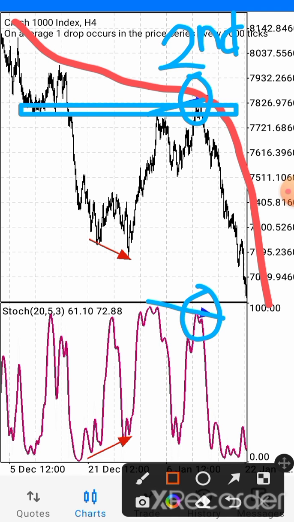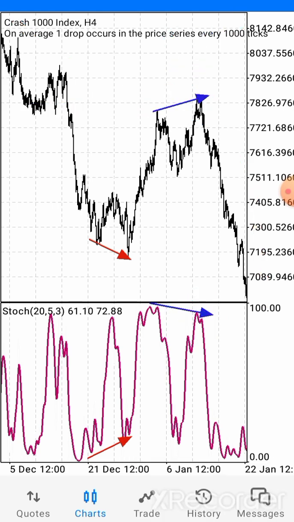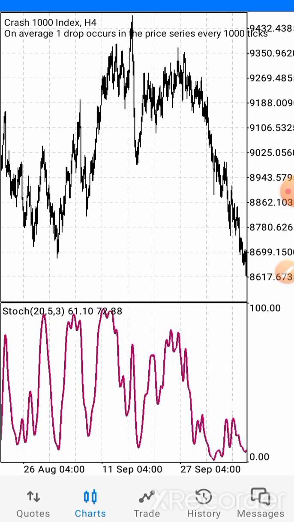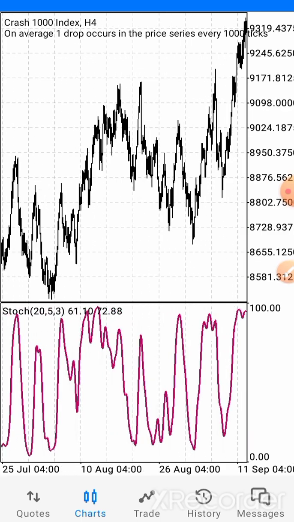So let's go a little bit further. I really don't want to take this video long. So I would like us to look out for other very obvious divergences, very obvious ones.